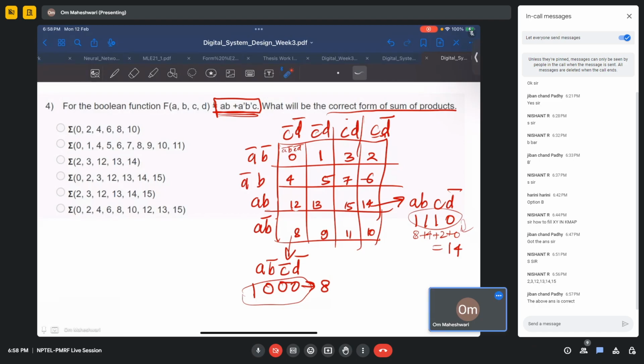Okay, so if we see this, we have AB. So where will AB be filled? All these rows, right? Then we have A bar, B bar, C. A bar, B bar is this row, and C is these two. So it will be this and this. So the answer is sigma m, sorry, I'll write it in ascending order: 2, 3, 12, 13, 14, 15.